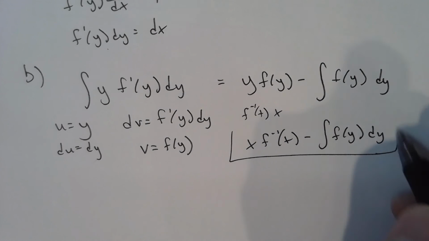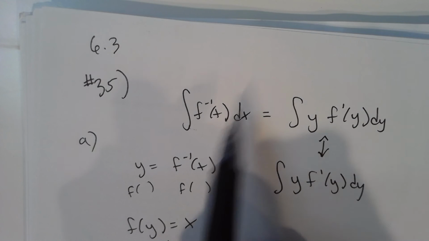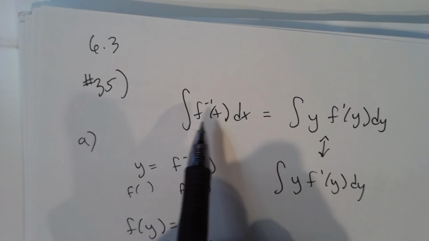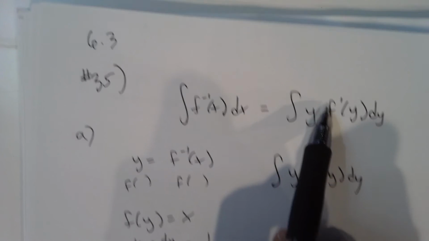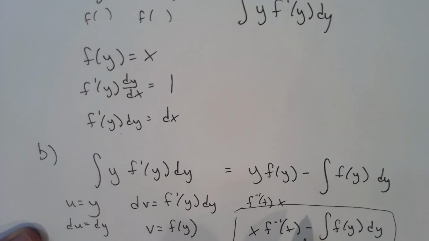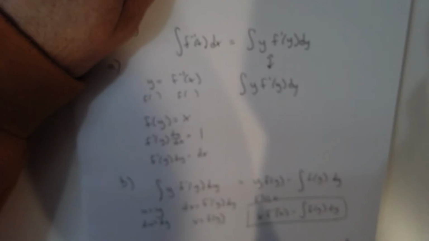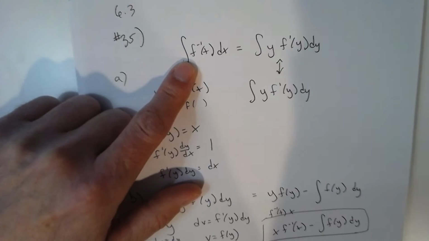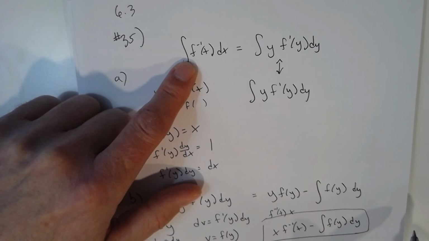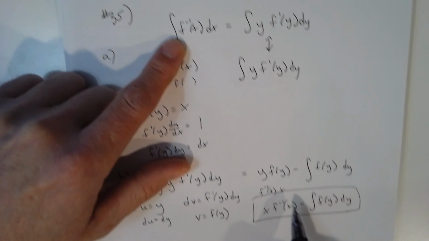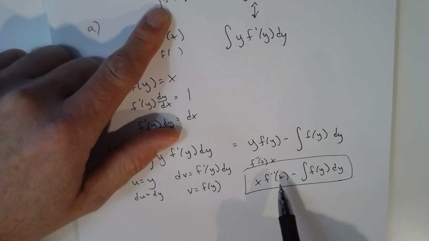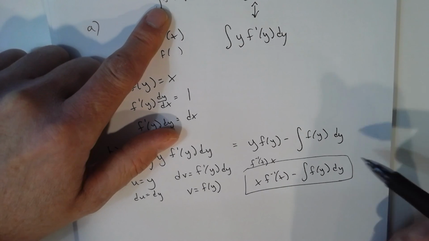So we started with this and we changed it to this, and we integrated it, evaluated, and you end up with this. So transitively you could say that the integral of f inverse of x is equal to x f inverse of x minus integral f of y dy.